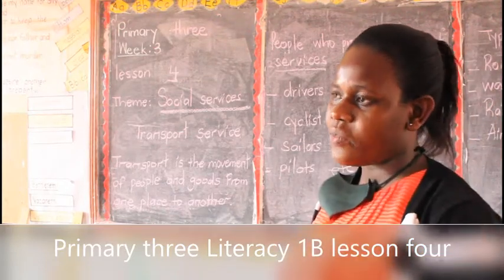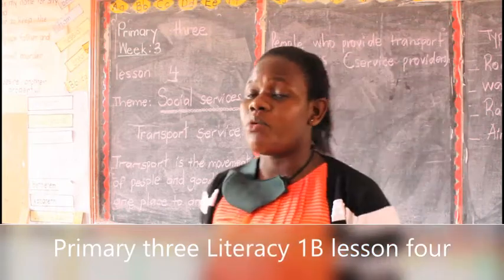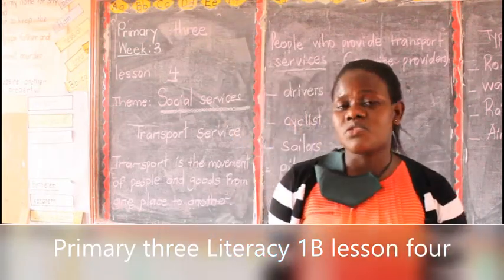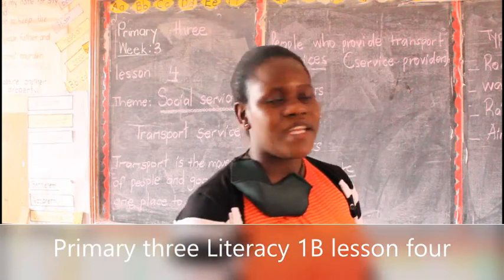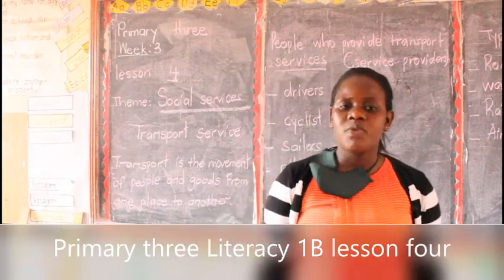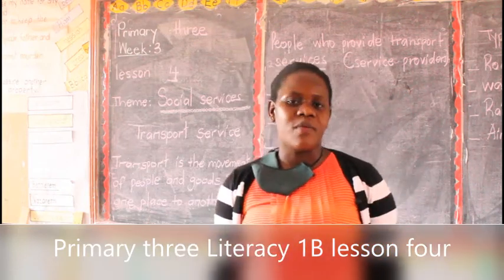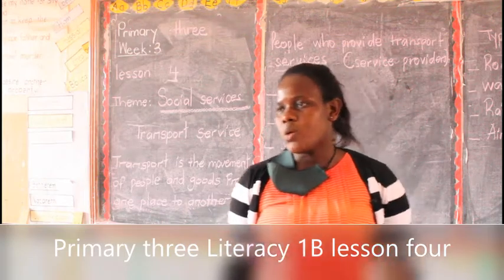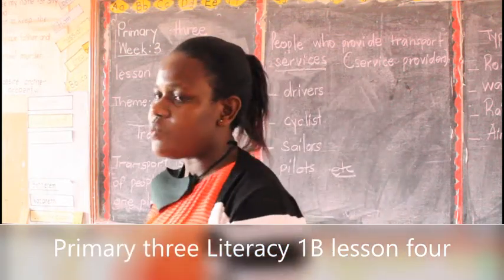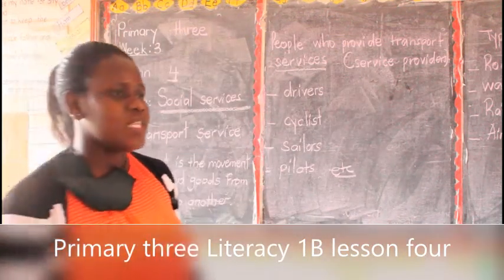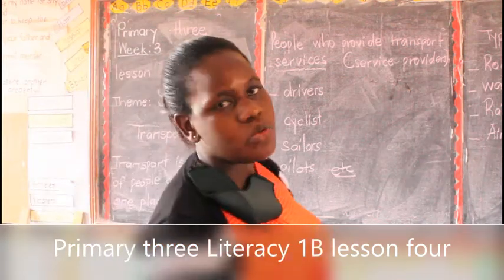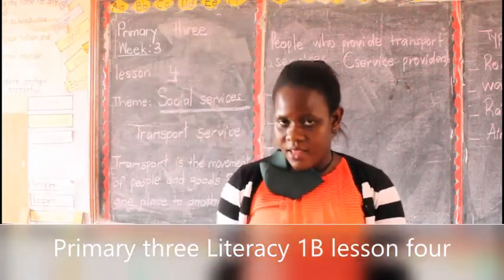Are we together? Remember, this is Literacy 1B. They will ask you such questions: What is transport? Define the term social services. You should be able to define all of them. Are we together, children? Good. So in case they say, what is transport? Simply say, transport is the movement of people and goods from one place to another.